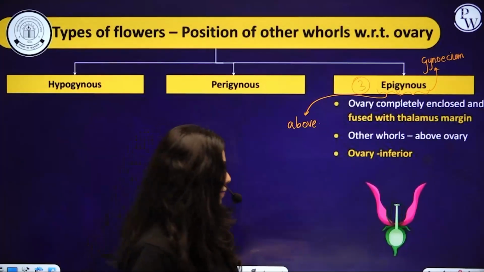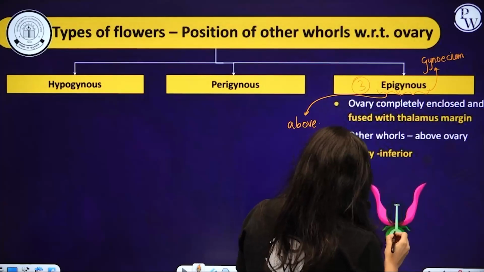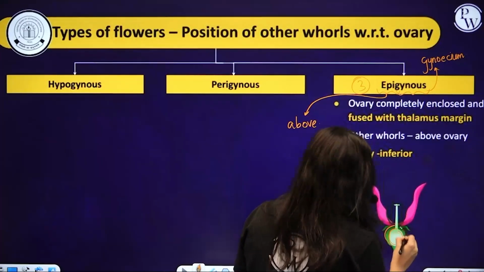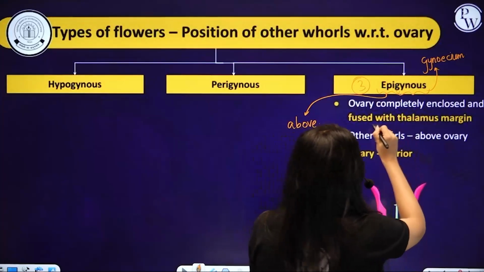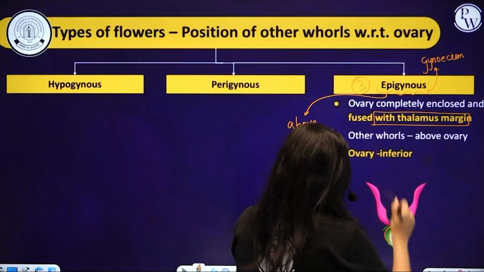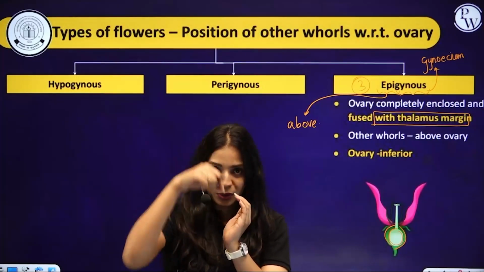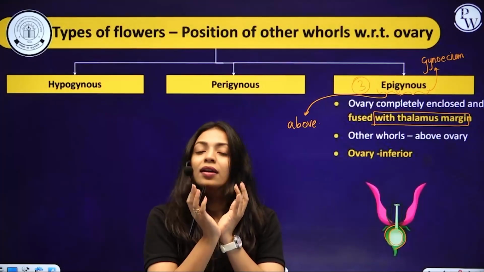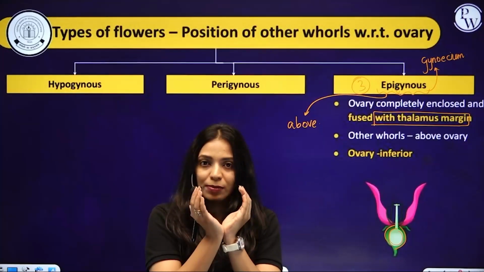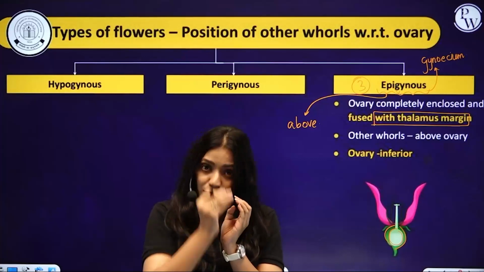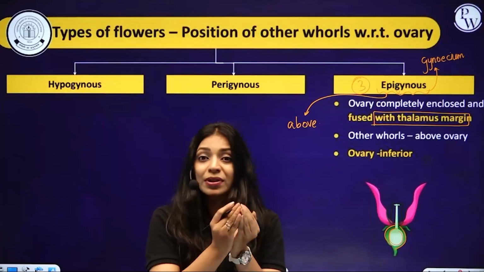I'll tell you why this happens. That is because this ovary is completely fused and enclosed with the thalamus margin. So the thalamus has formed a cup-like thing. Within that you have the ovary. The inner wall of the thalamus has kind of completely fused with the ovary. So the ovary is fully embedded within this cup-like thalamus.